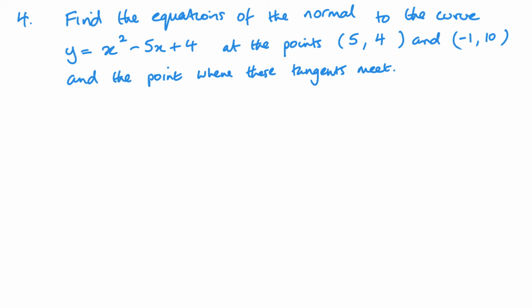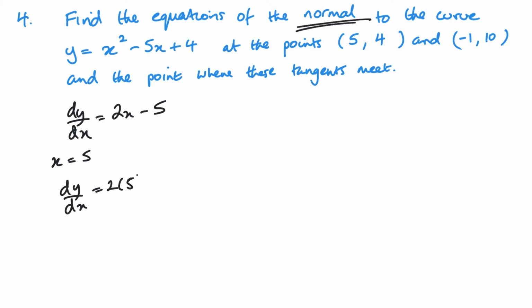Okay, very similar to the last question. This time we're looking at the normal equation to the curve. So differentiate gives me 2x minus 5. And then we need to look at when x equals 5. And that gives me 2 lots of 5 minus 5, which is 5. That means then the gradient of the normal will be change of sign and 1 over. So minus 1/5. So I'll put it up here, minus 1/5, and the coordinates 5, 4.